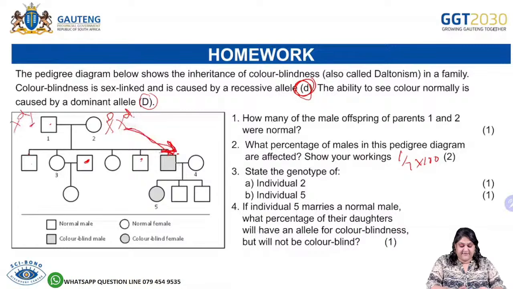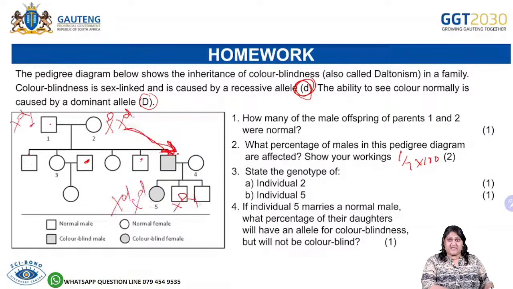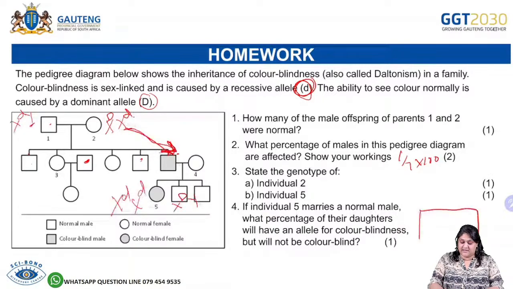And individual 5, so we look at individual 5, that is a colorblind female, so they will have to have 2 recessive alleles. Then they have a last question: if individual 5 marries a normal male, then what percentage of their daughters will have an allele for color blindness but will not be colorblind? So how many of them will basically be heterozygous? So we can quickly do a small little Punnett square to work that out. Let's quickly do that.